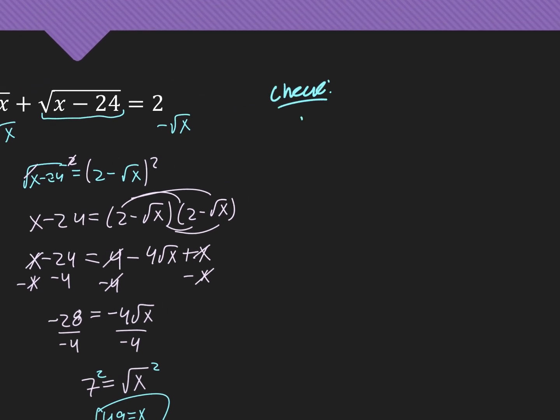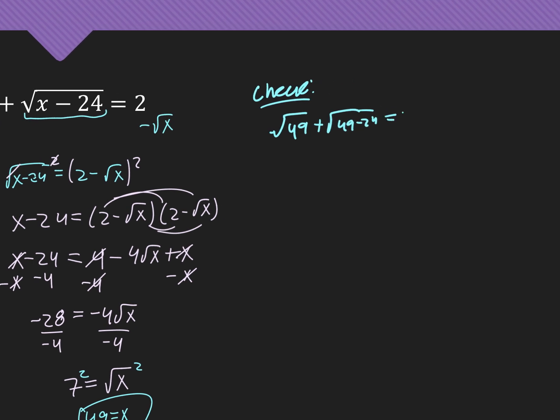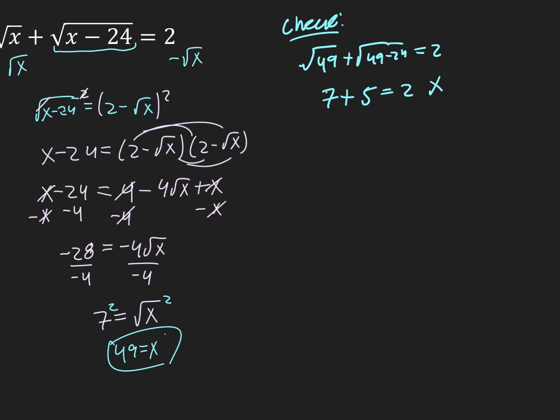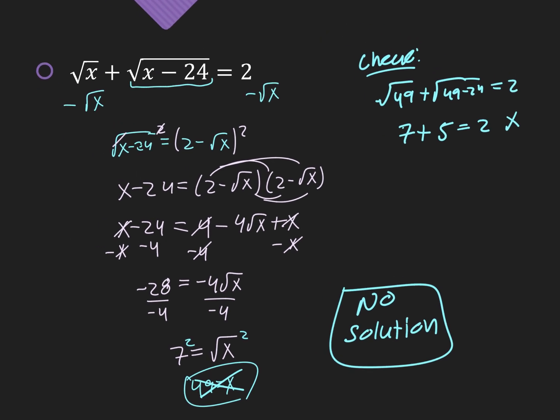And if I put x equals 49 into the original equation, I get the square root of 49 plus the square root of 49 minus 24 equals 2. And so I get 7 plus the square root of 49 minus 24, which is 25. And the square root of 25 is 5, so I get 7 plus 5 is 2, which is not a true statement. So this actually doesn't work, and our answer is actually no solution. It's not always going to be a no solution, so it's something that you should check.